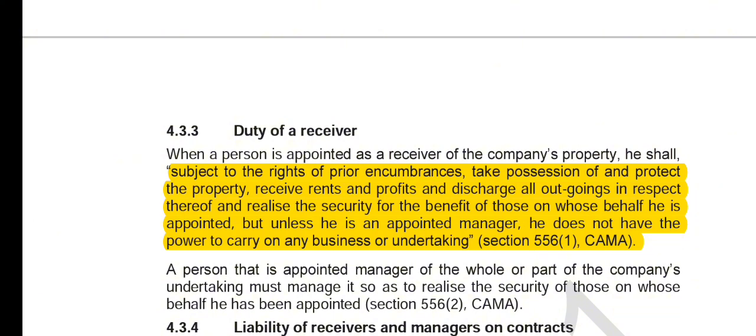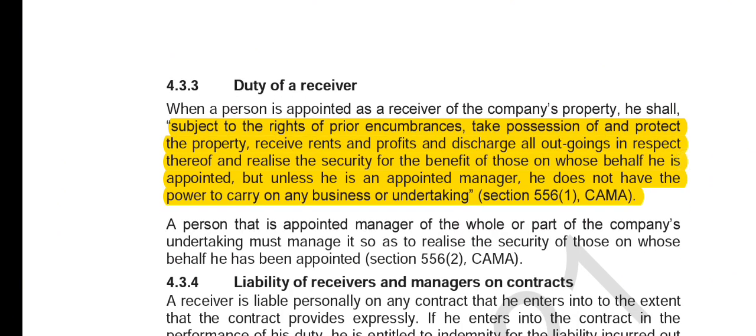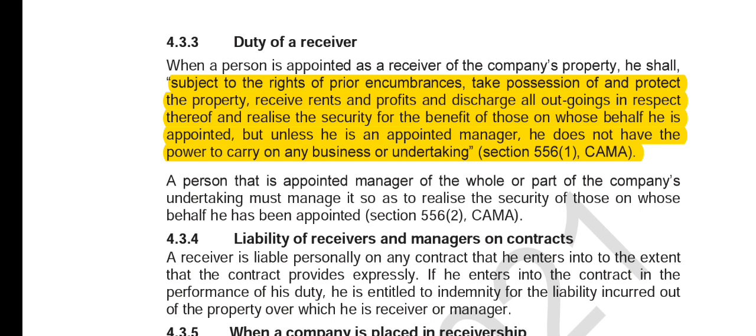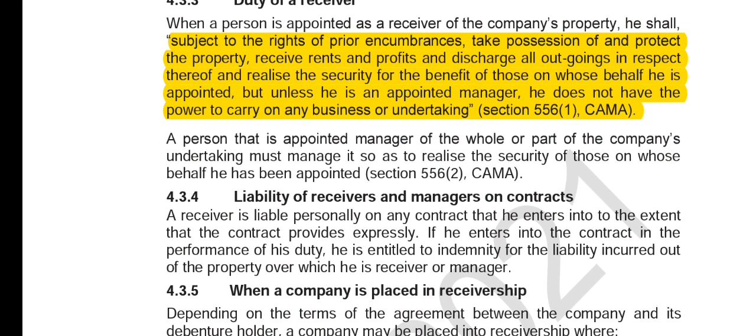Even if it involves protecting it at his own risk, he must protect that property, and then he can receive rent and profit, and discharge all outgoings. But the only thing that a receiver cannot do is to carry on business or undertaking. He does not have that power unless he is appointed as a manager.